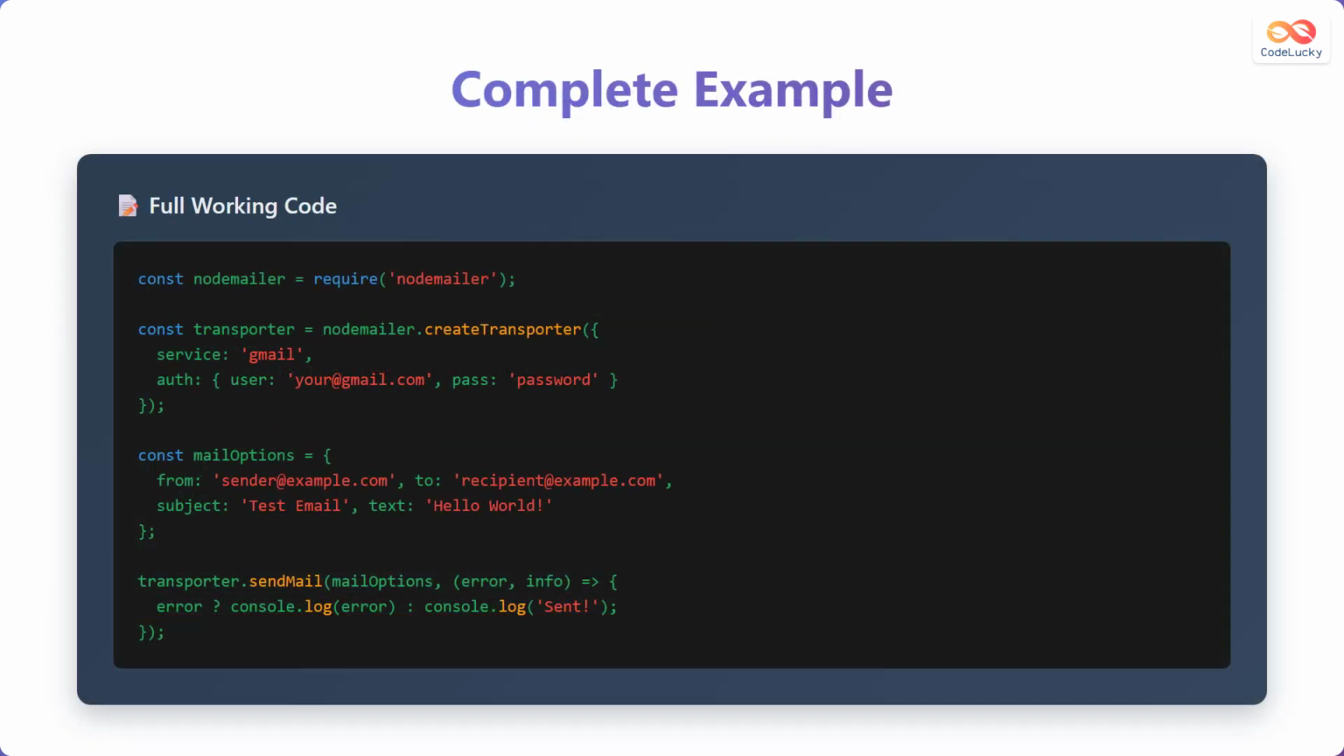Here's a complete example of how to send emails using NodeMailer. First, we require the NodeMailer module. Then we create a transporter object with our email service credentials. Next, we define the mailOptions object with the sender, recipient, subject, and content of the email. Finally, we call the sendMail method to send the email, along with a callback function to handle any errors or log a successful send.